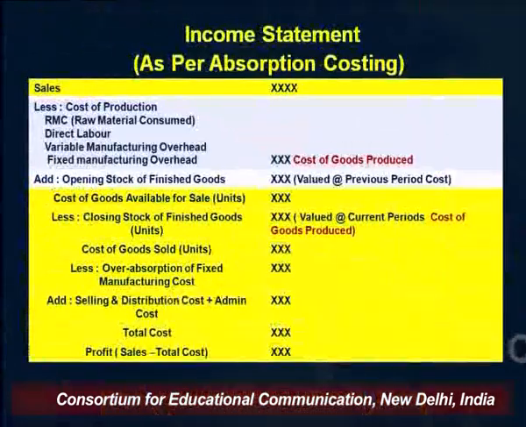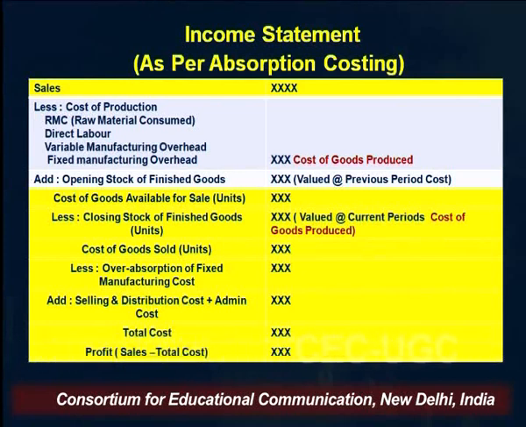Now I'll take you to a format of statement where I'll show you the income statement as per absorption costing. I'll tell you how to go about using this statement as per absorption costing. So here we are actually showing the sales. I have to prepare a statement as per absorption costing. Sales is written here. What we do, we deduct cost of production out of it.